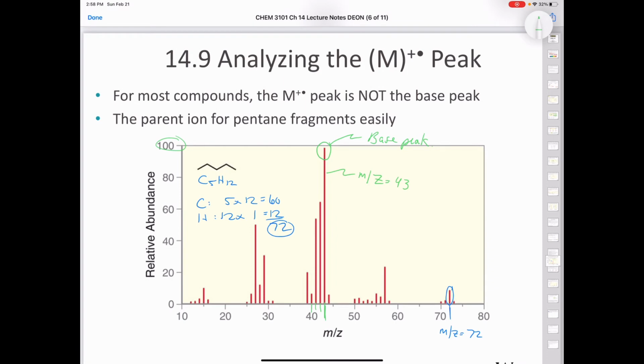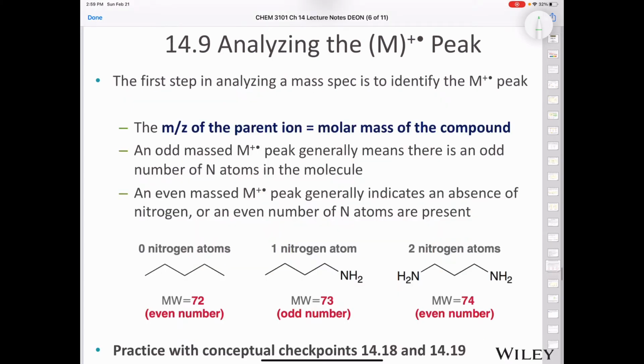In some cases, it is possible for the molecular ion peak to be entirely absent if it is particularly susceptible to fragmentation. In such cases, there are more gentle methods of ionization other than electron impact ionization that allow the parent ion to survive long enough to pass through the spectrometer.